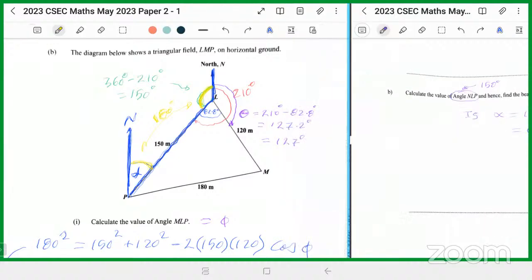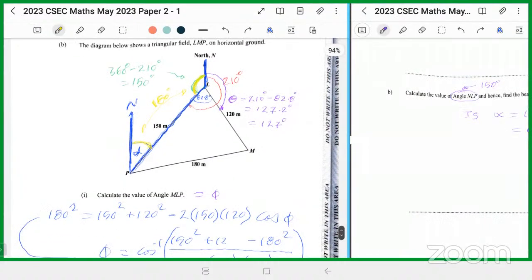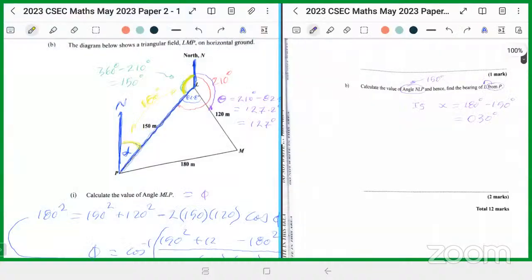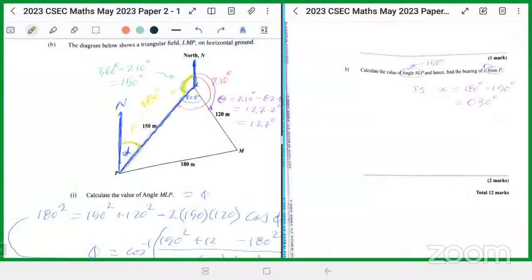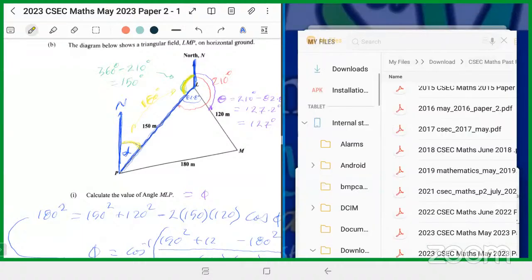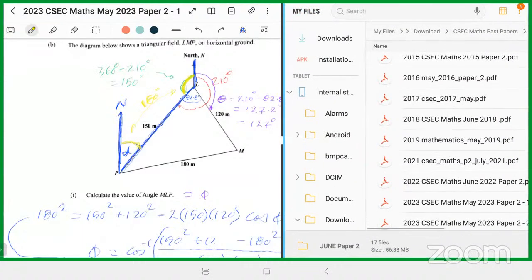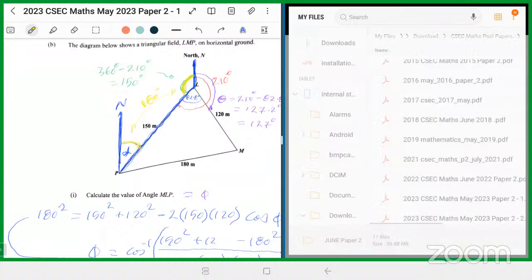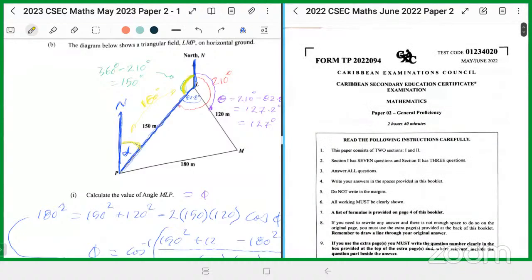All right, so let's go and look now at another paper, 2022. Let's look at 2022. All right, I liked that one a while ago. That one was very nice. I like it a lot. All right, 2022. Okay, let's see what this one says now.